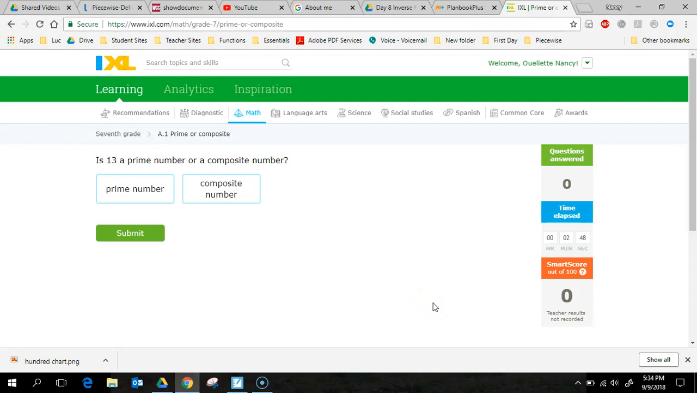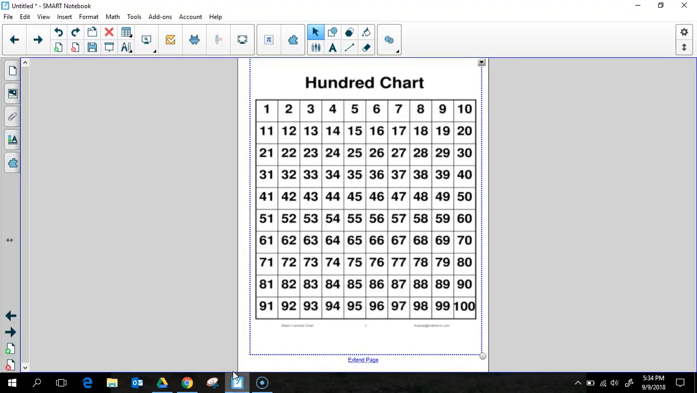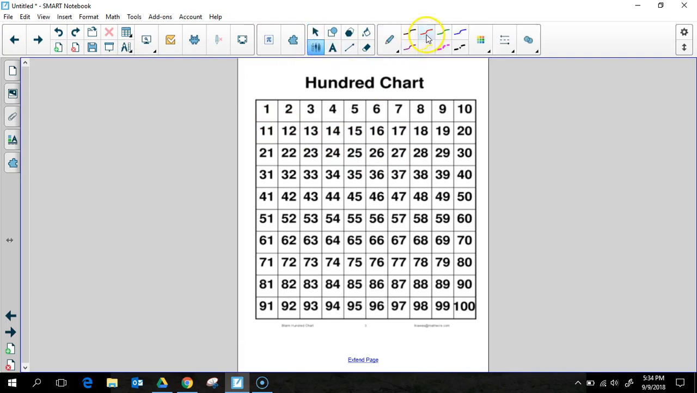Hi students, this is a really quick lesson on IXL, the 7th grade section A.1, prime or composite numbers. Before we start, I want to show you what I always do with my students when we're studying prime and composite numbers. We use a 100 chart, a chart with numbers 1 through 100, and we create our own little tool that we're going to use for prime and composite numbers.